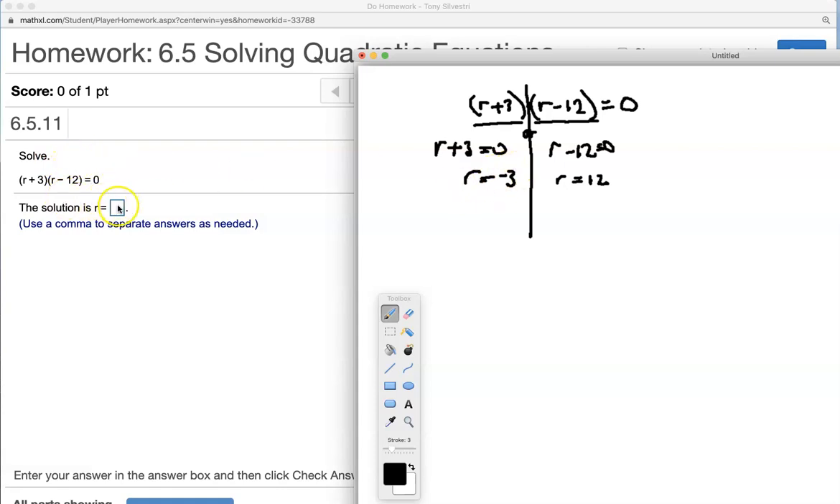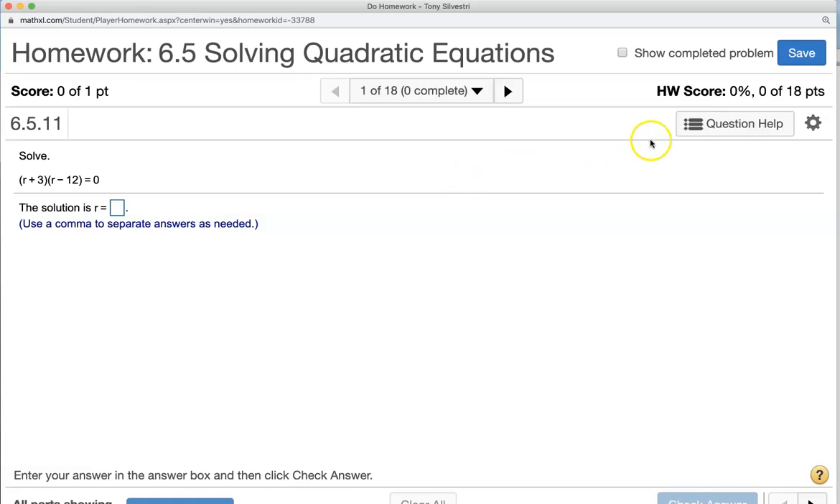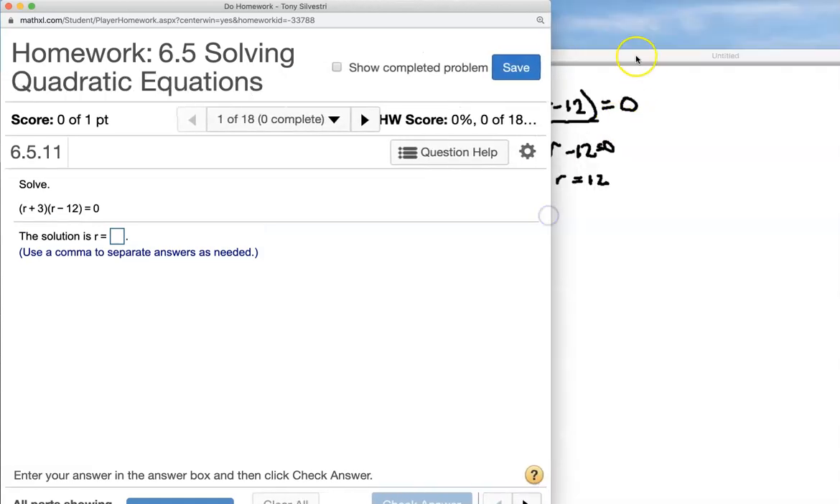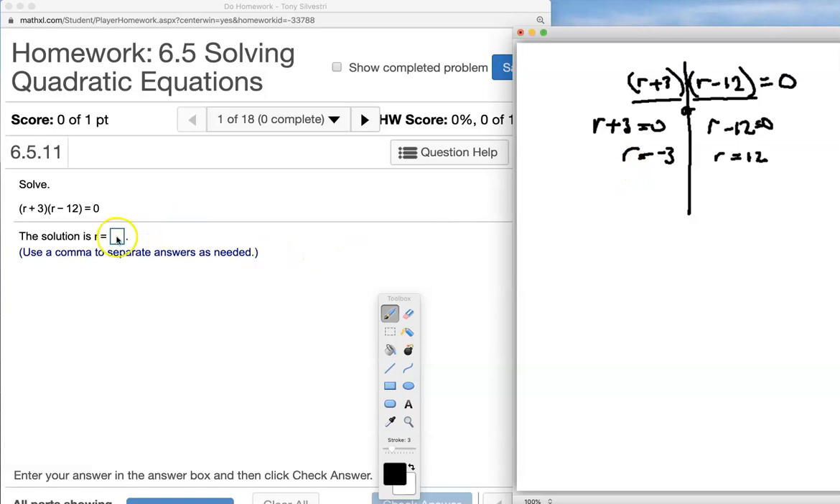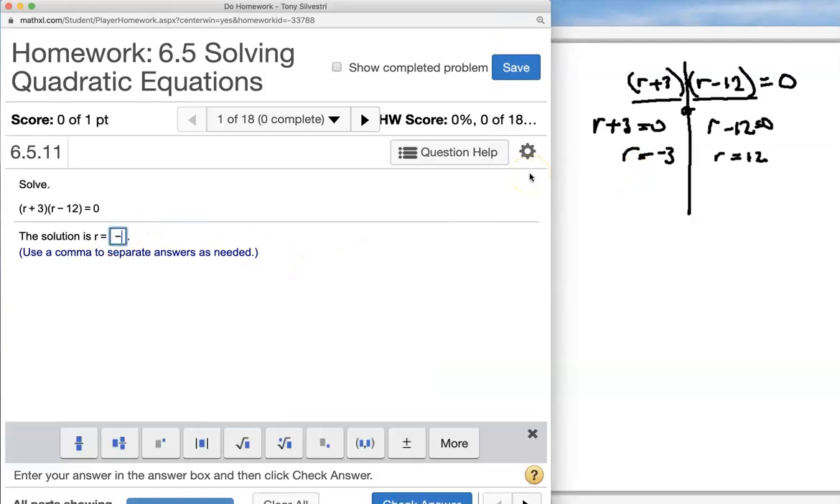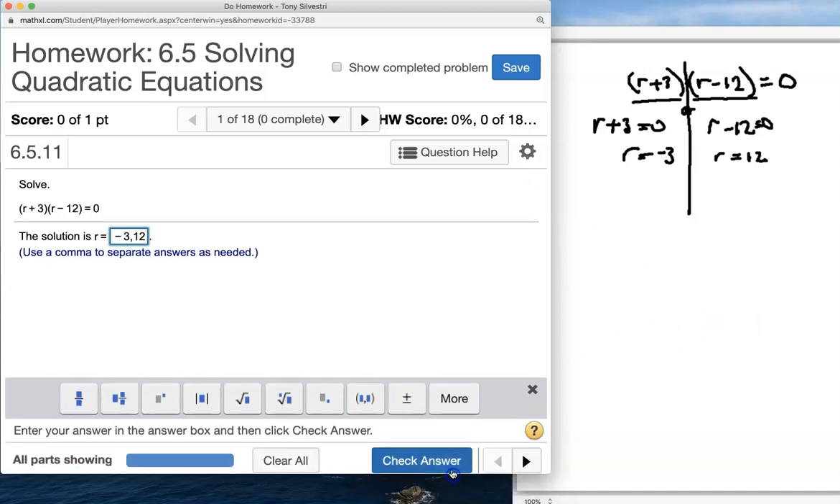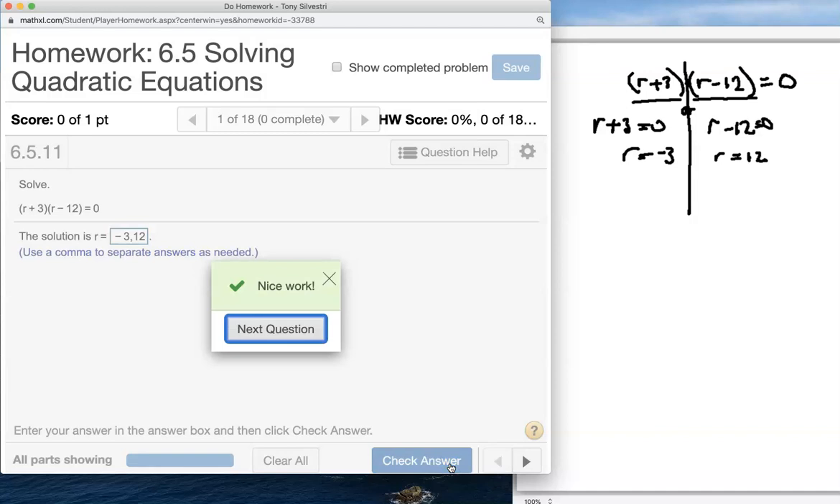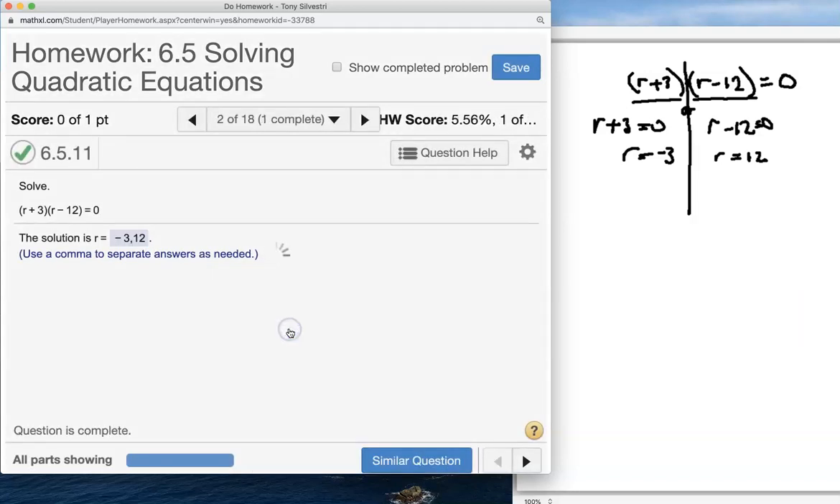Okay, so what I would do is make this a little bit smaller, because we don't really need all this real estate here, and put this over here. One answer is minus 3, comma. Separate your answers with commas. Put a 12 in there. Let's push this up a little bit. Check your answer and you got it, nice work. And that's what you're going to be doing in this entire chapter. You're using this thing called the principle of 0 to solve these types of problems.